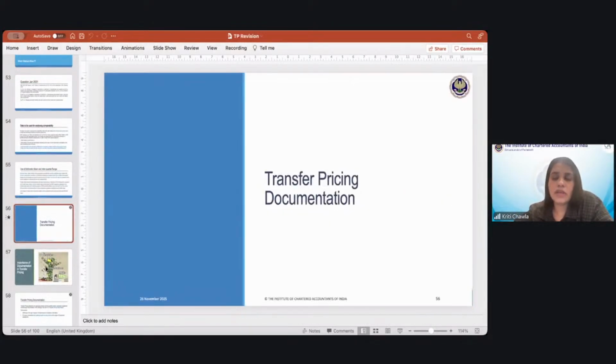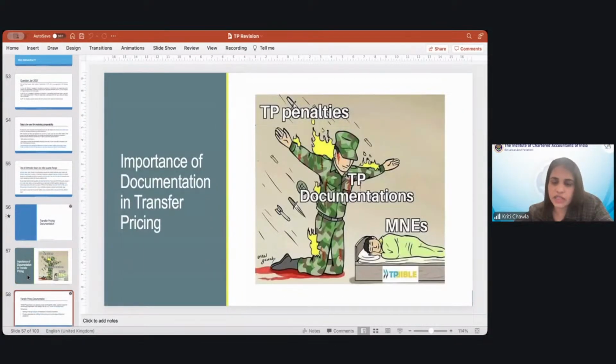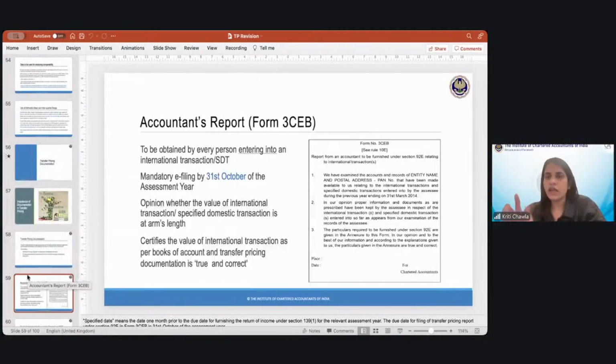Now, the next topic that we have is transfer pricing documentation. This is the importance of transfer pricing documentation. In transfer pricing documentation, we have two things. One is something called Form 3CEB that we have in India. And the other thing is basically called the TP study. This is how the accountant's report or Form 3CEB looks.